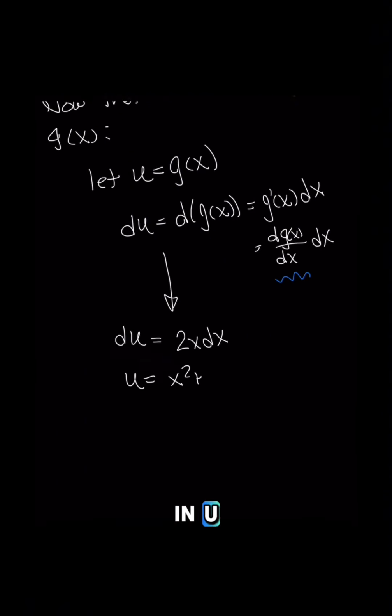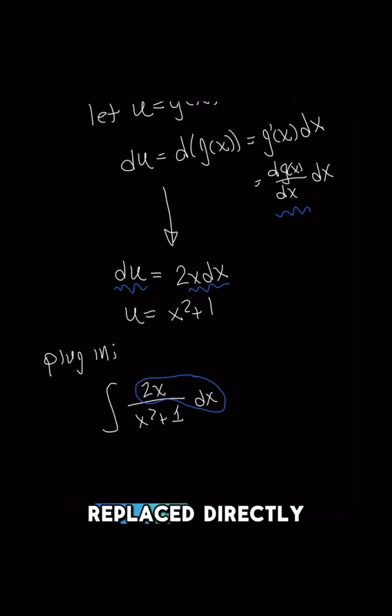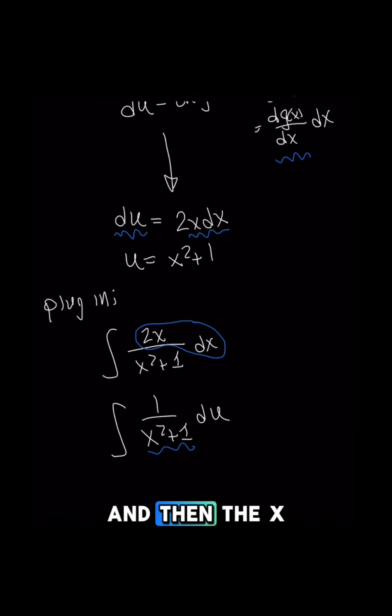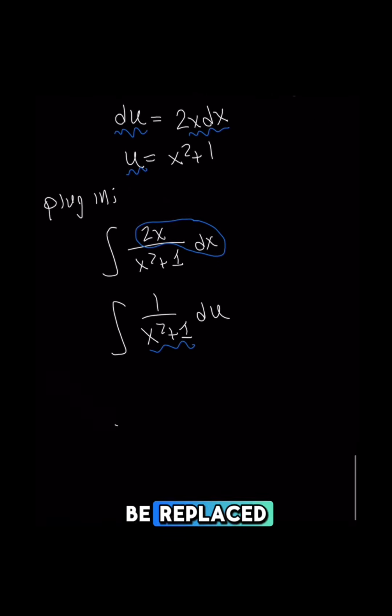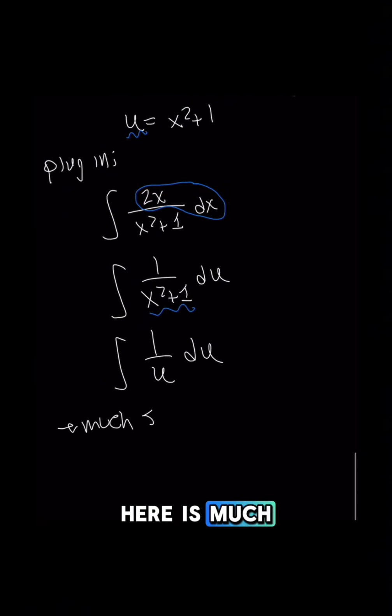We can also plug in u equal to x squared plus 1 into the integral. If we notice, this 2x dx can be replaced directly with du, and then the x squared plus 1 in the denominator can be replaced directly with u from our definition. And so now the integral we have here is much simpler to solve.